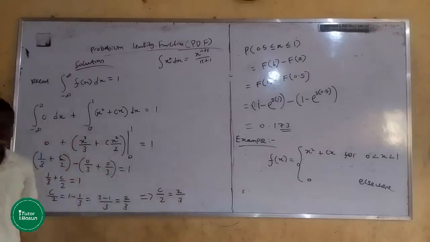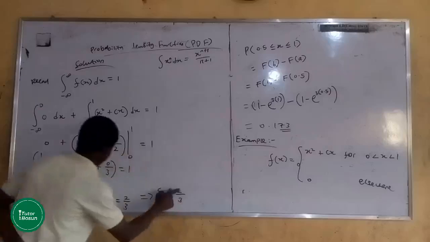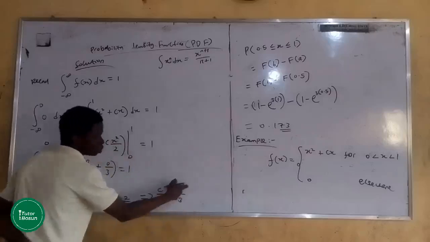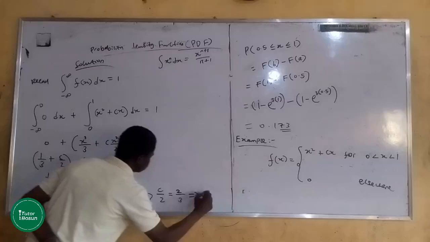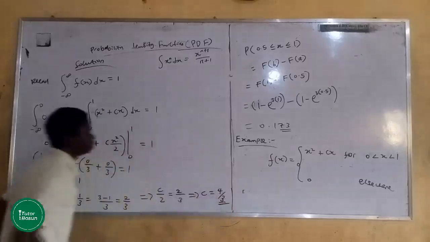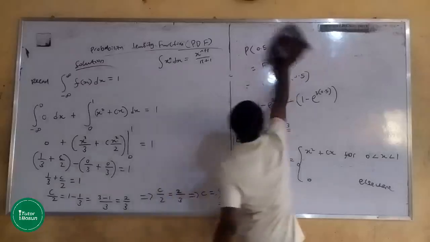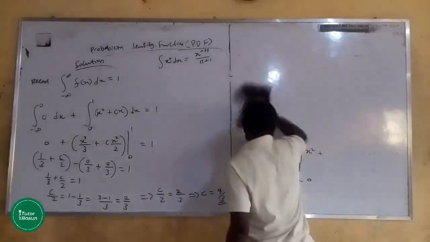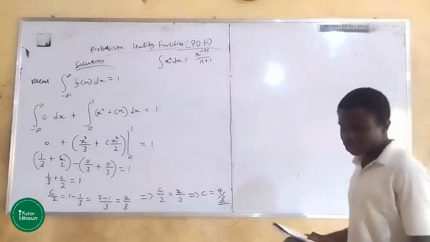So we can make c the subject of the formula. What do we have? We have c equals, if 2 goes to this side, it becomes 2 times 2. Automatically c equals 4 over 3. So we have determined c.